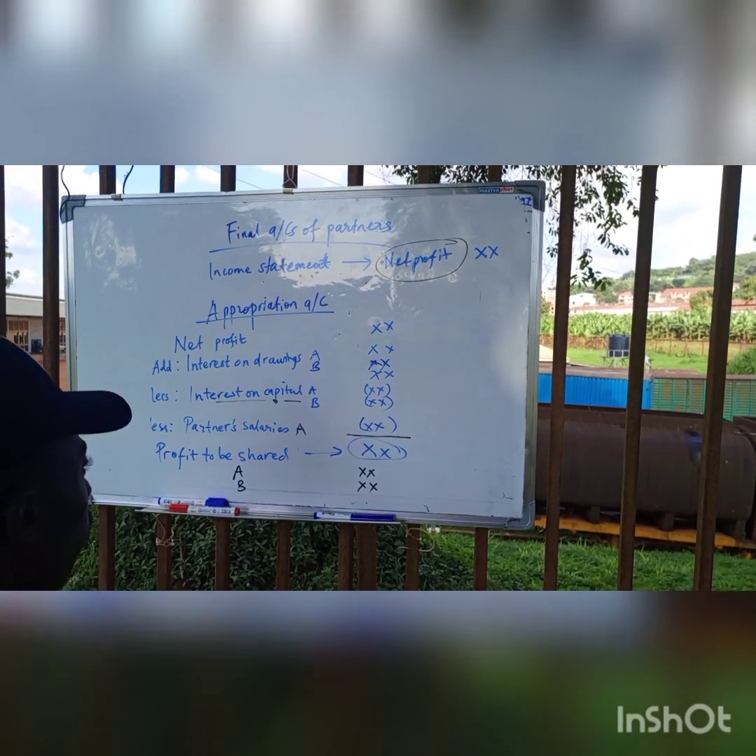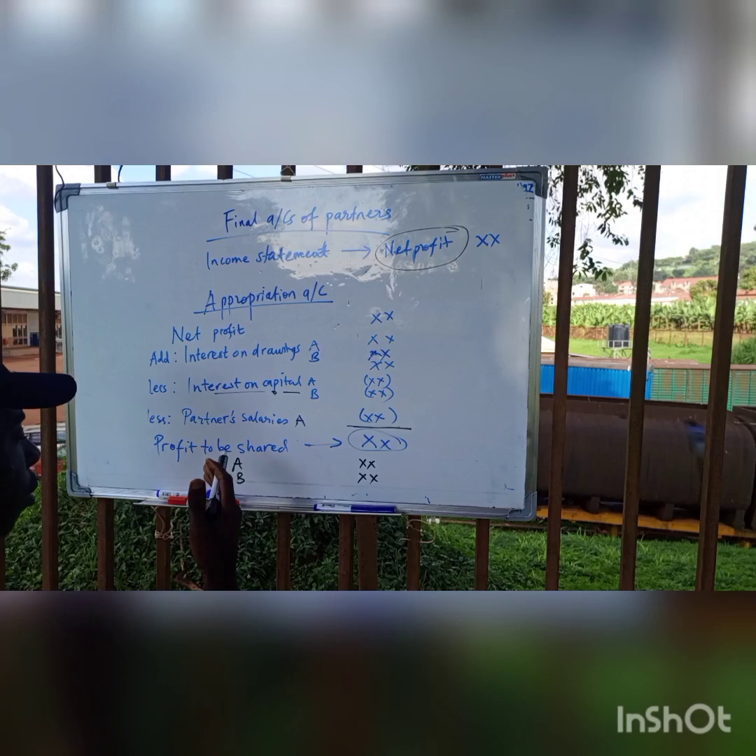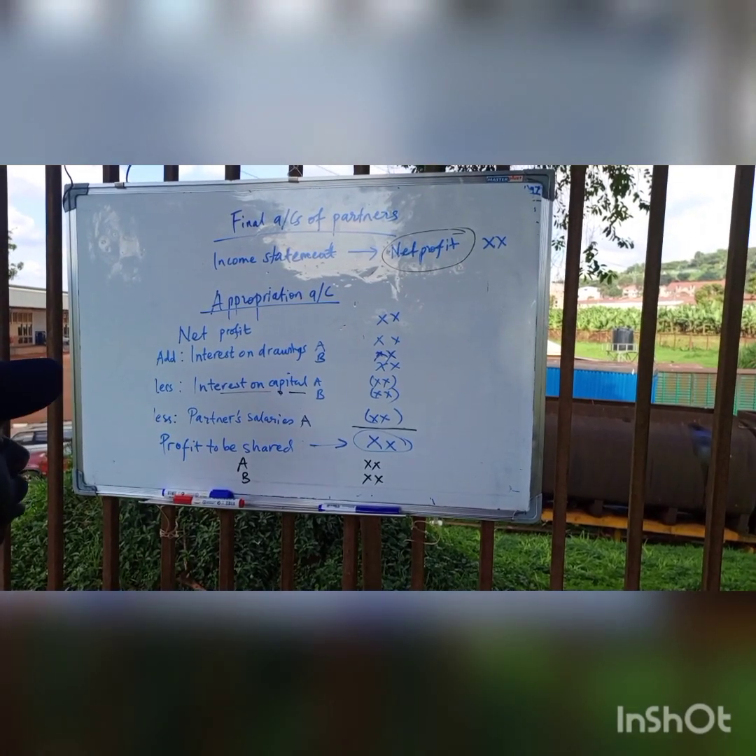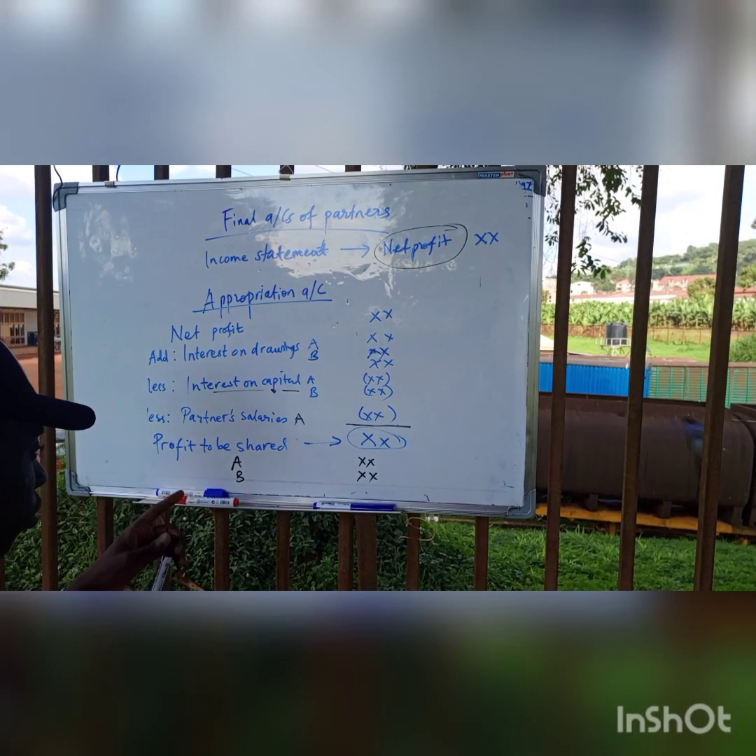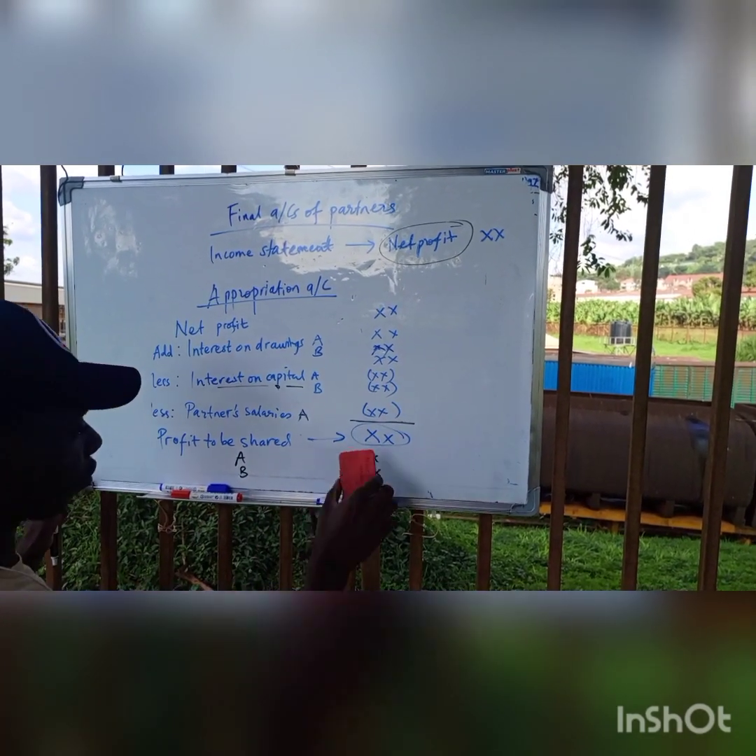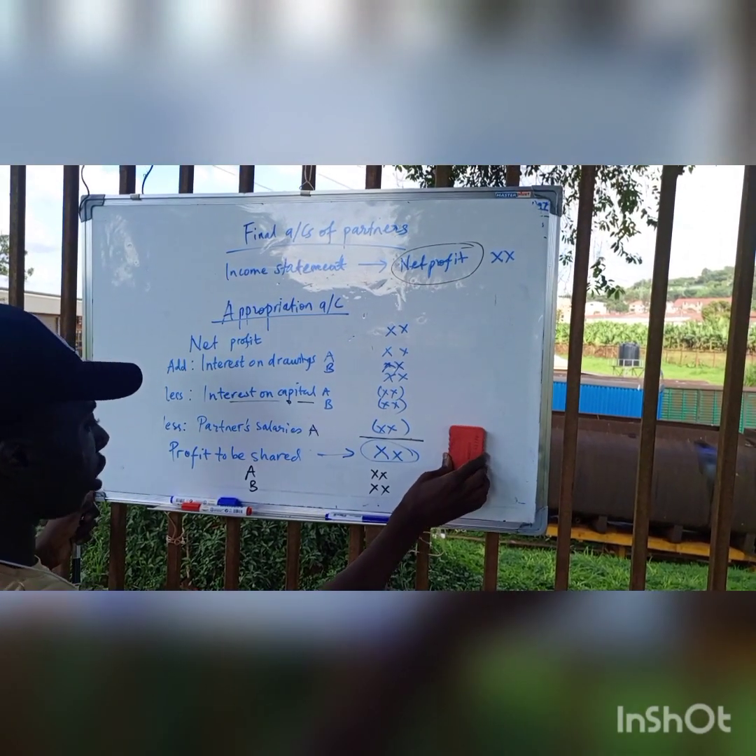We raise interest on capital because it is the partnership to pay that interest to the partners on their capital. Then partner salary, it is the partnership to cater for that expense. Then we shall get our profits to share among the partners. So that is all with the appropriation account.